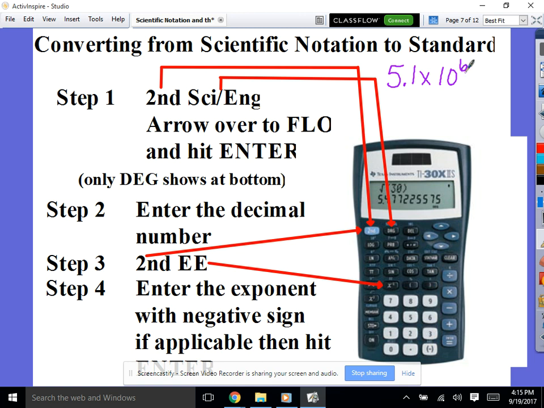Then once you have it in standard mode, you would hit 5.1. Then you're going to hit the second button, and this button above the 7, which is second EE, stands for your exponent. You don't have to put the times sign. You don't have to put the 10. You're just doing 5.1, second EE, and then you put your exponent 6 and hit enter, and it should give you that number. So you're doing 5.1, second EE, 6.